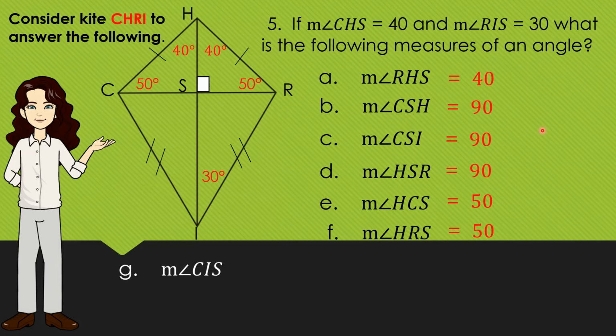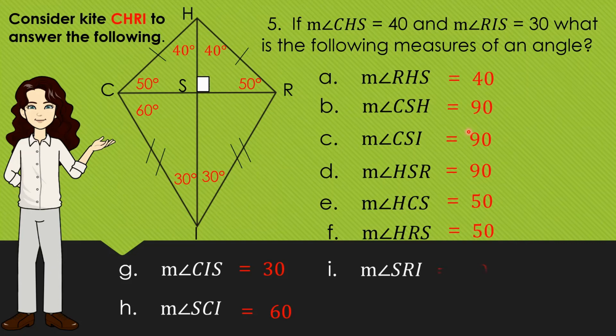Okay. Letter G is measure of angle CIS. CIS is 30 degrees because they are congruent. Okay, the next one is measure of angle SCI. So because this is 90, plus 30 is 120, subtracted from 180. The result is 60. So the measure of SCI is 60 degrees.